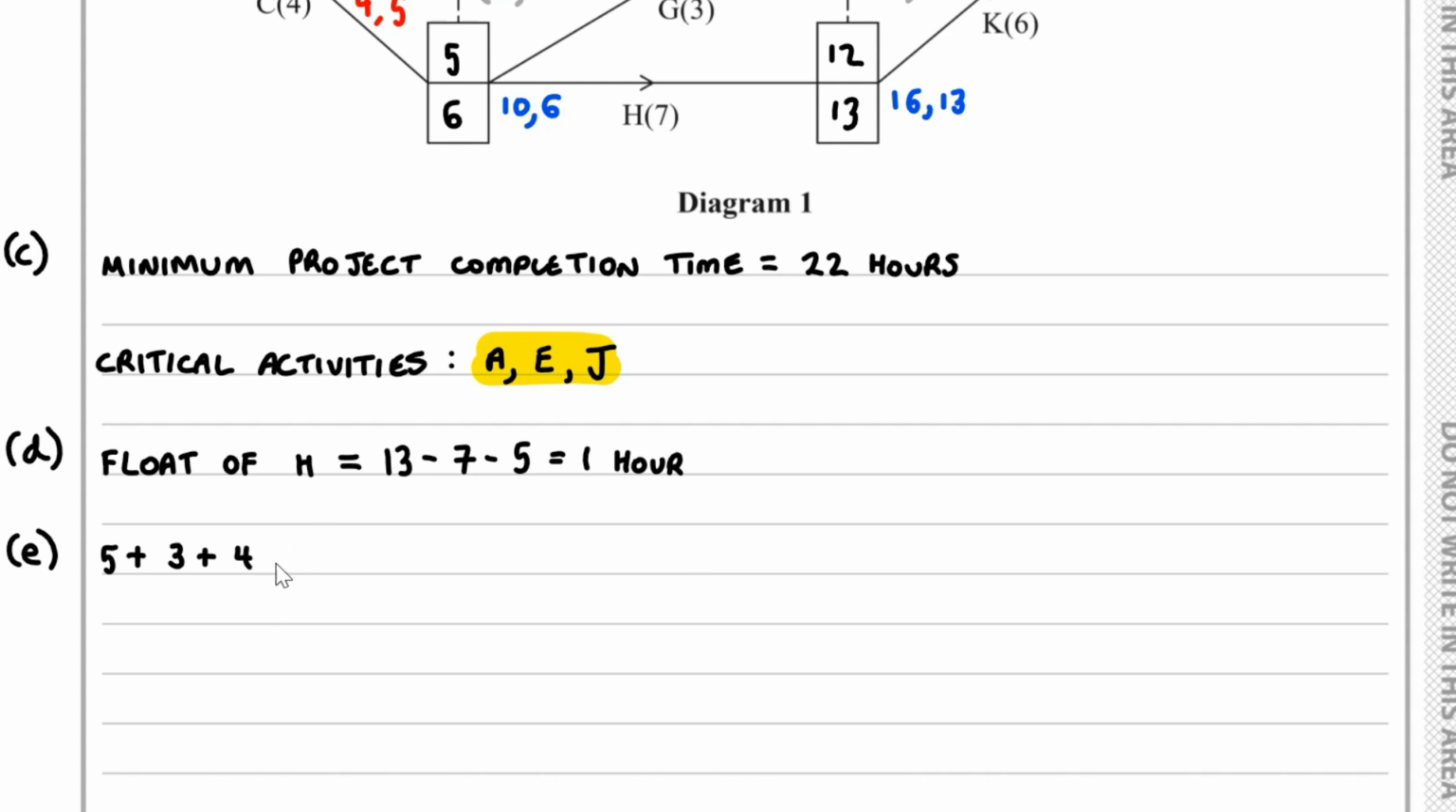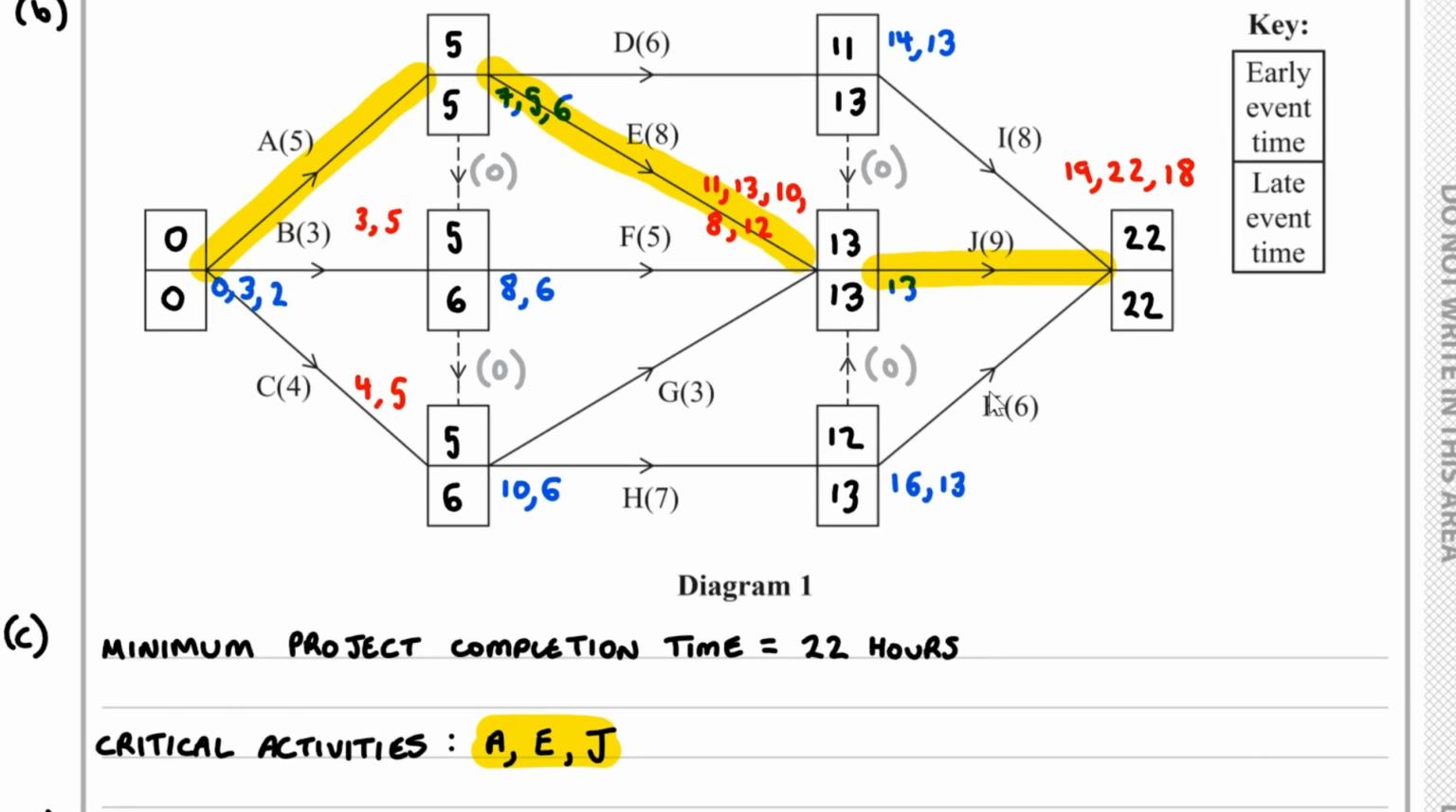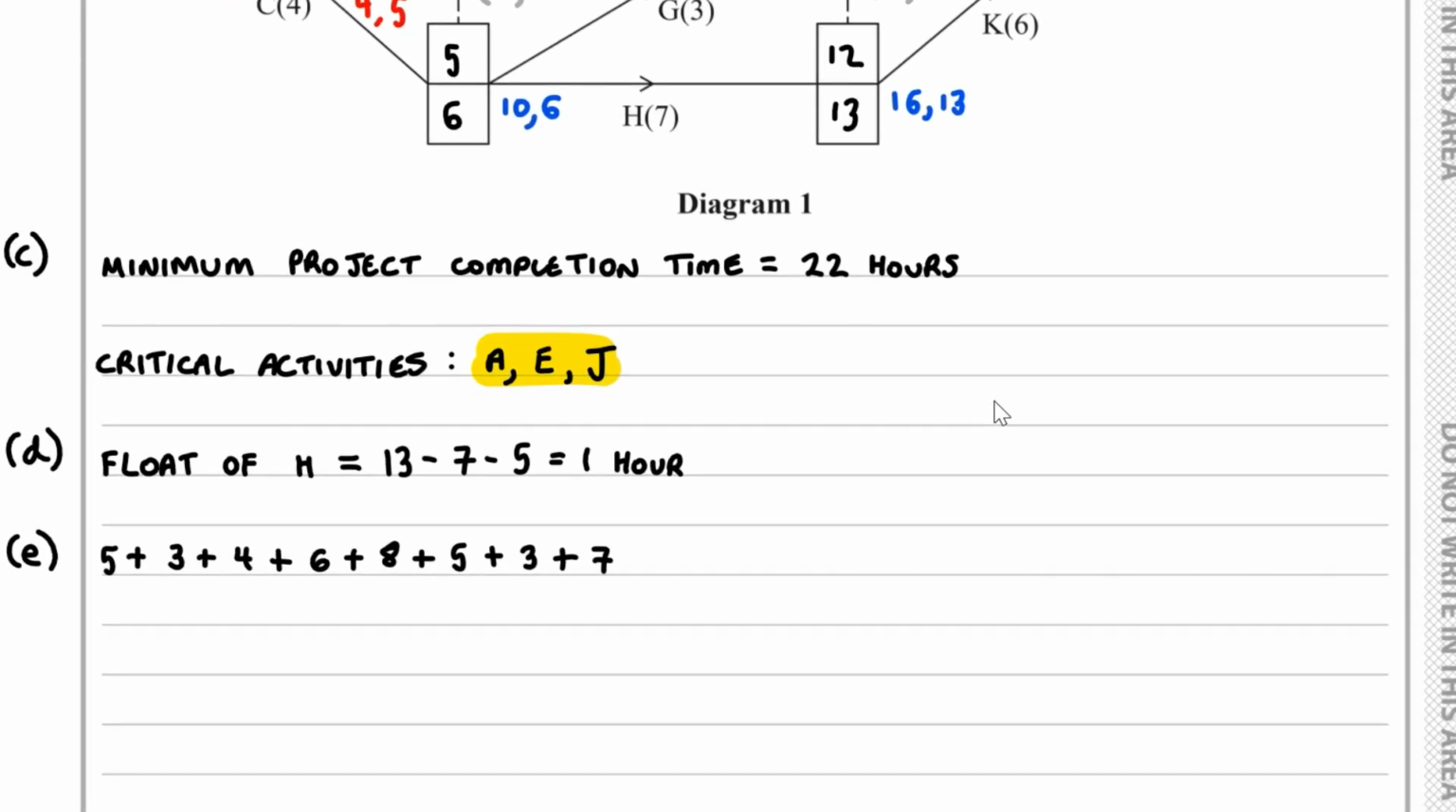So here we've got 6 plus 8 plus the 5 plus 3 plus the 7, and we've also got the I, J and K, so those will be 8 plus the 9 plus the 6, and then we divide this by the minimum completion time, which is 22.